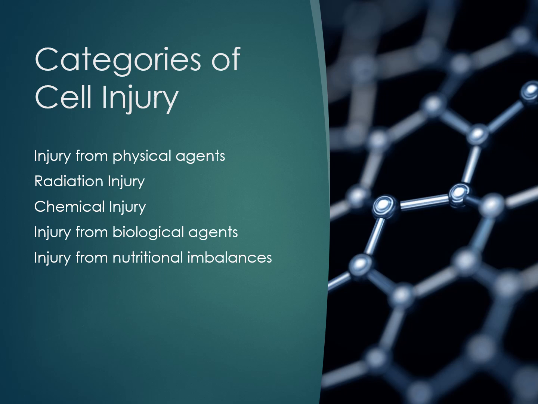And then the other side of that is lack of nutrients in the diet. So things like starvation, which leads to a lack of amino acids, so we can't build proteins, iron deficiency, anemias, lack of vitamin C and scurvy. So lots of different nutritional imbalances, either too much or too little, that can cause cellular injury.